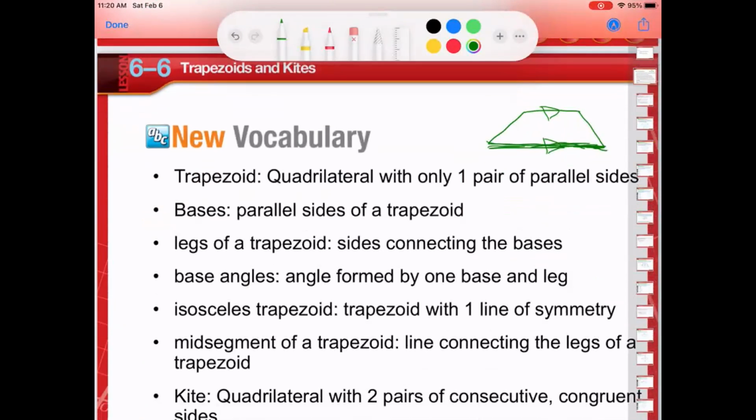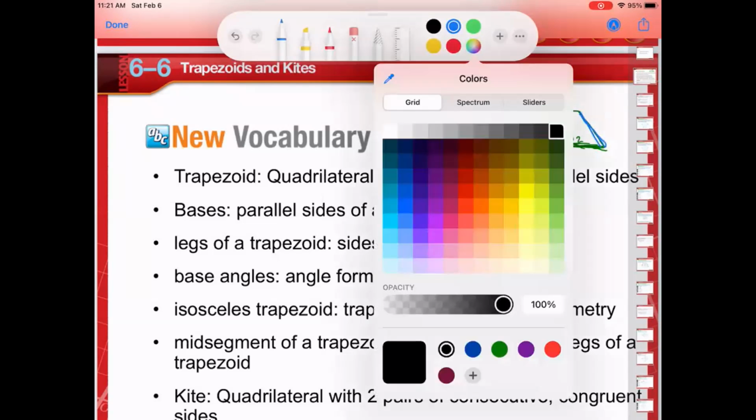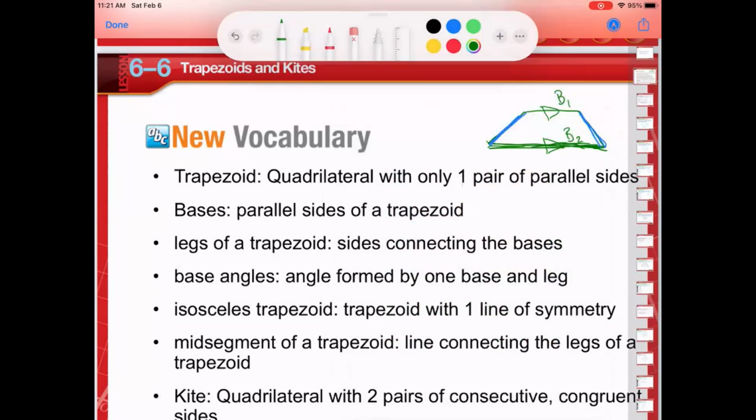The bases of these trapezoids are going to be either of the two parallel sides. Typically, you see these noted as B sub 1, B sub 2. Those are the two bases of any singular trapezoid. Then we also have the legs of the trapezoid, which are the sides that connect the bases, these lovely askew sides.